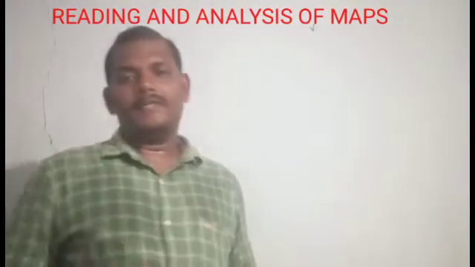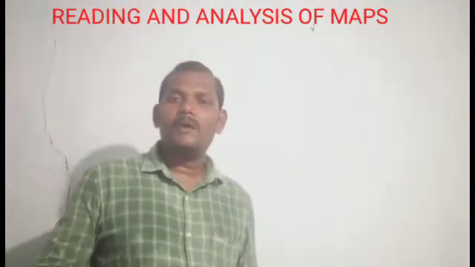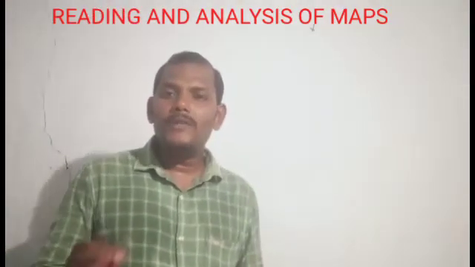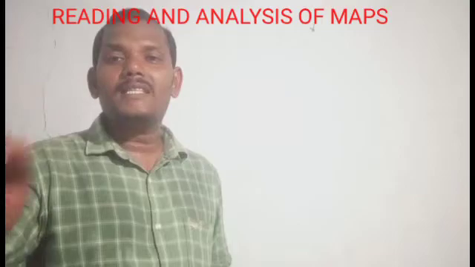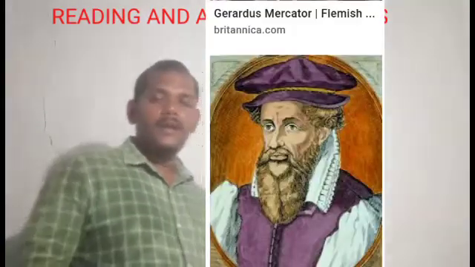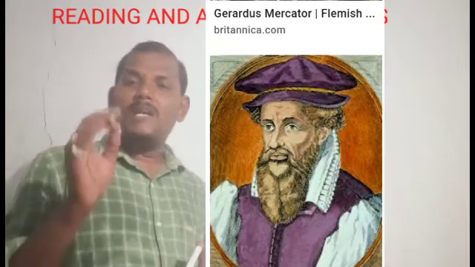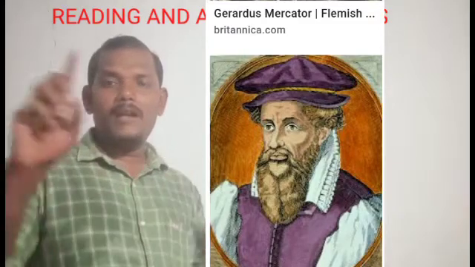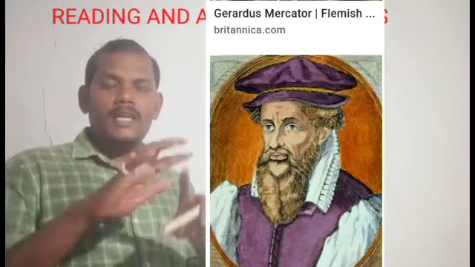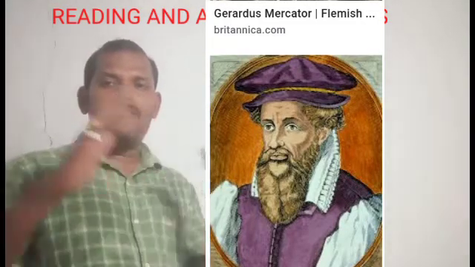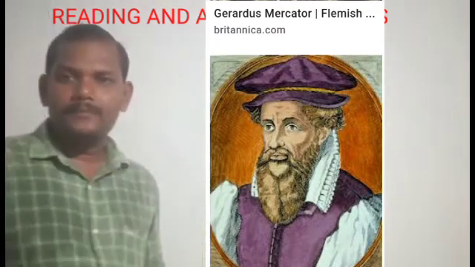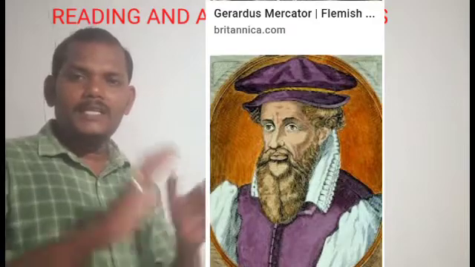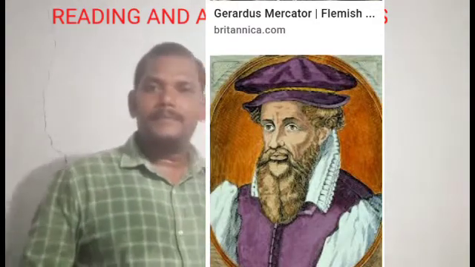So here, the great Dutch cartographer, what is the name of this person? Does anybody know? The great Dutch cartographer Gerardus Mercator. What is the name? Gerardus Mercator. He prepared the world map. He showed the round-shaped earth on a flat surface. For the first time the total earth was shown on a flat area.